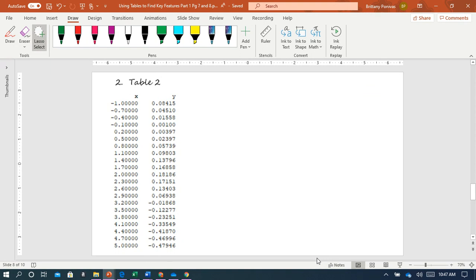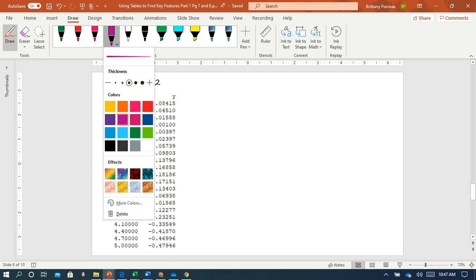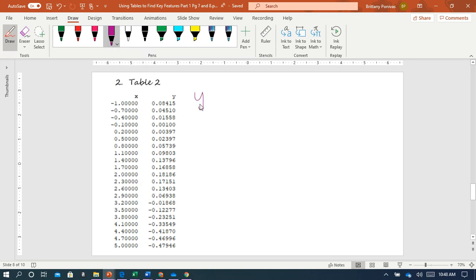This one is a little bit different because we can't see everything in the table, so we're going to have to do some investigating to find it. So we are looking for the y-intercept. We are looking for when x is 0. So let's try and find x equals 0 in the table.